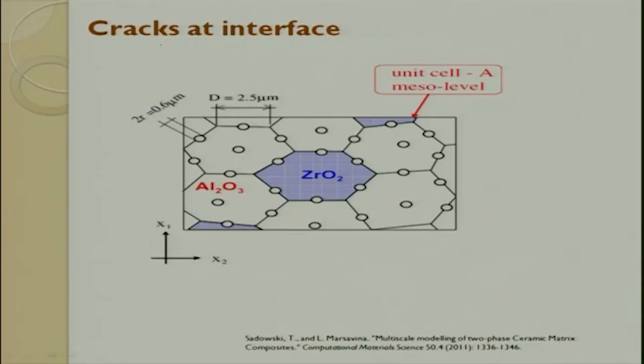So the cracks at the interface you can see here. This is alumina, this is zirconium oxide. The diameter, they are saying, is 2.5 microns. This is the small reinforcement which is there. So these are the cracks at the interface, and then you can see a unit cell with a meso cell level you can have, and we can make this.